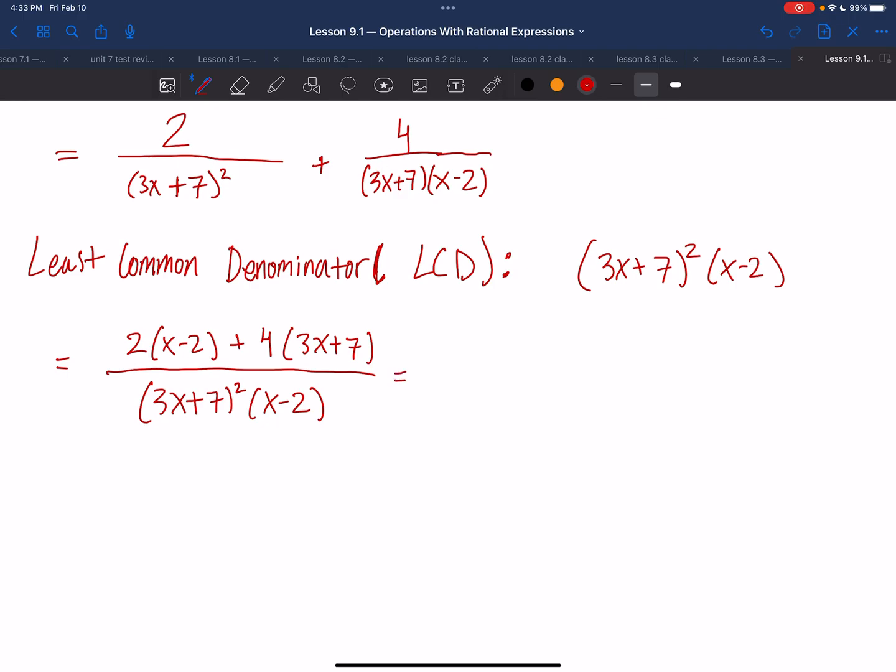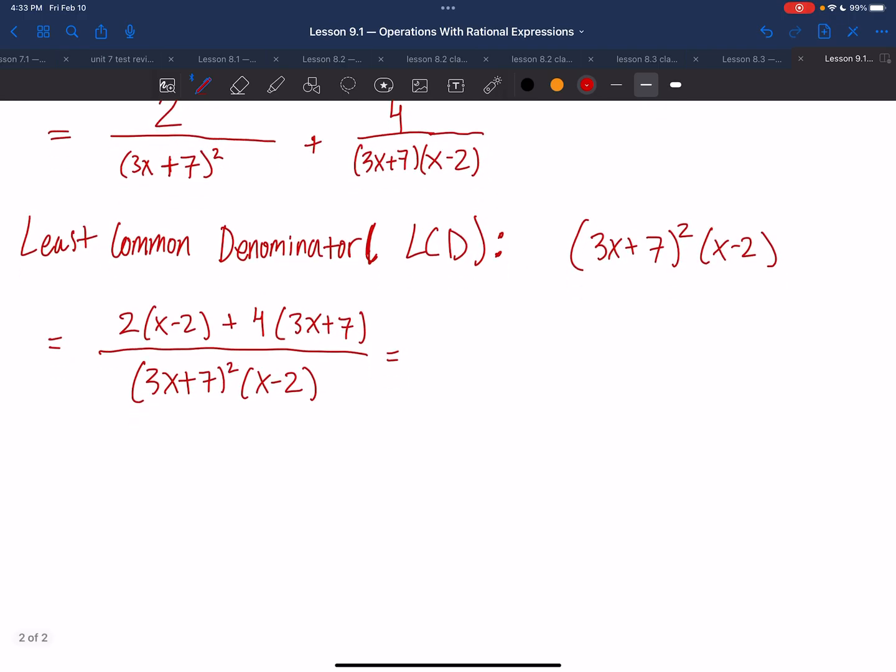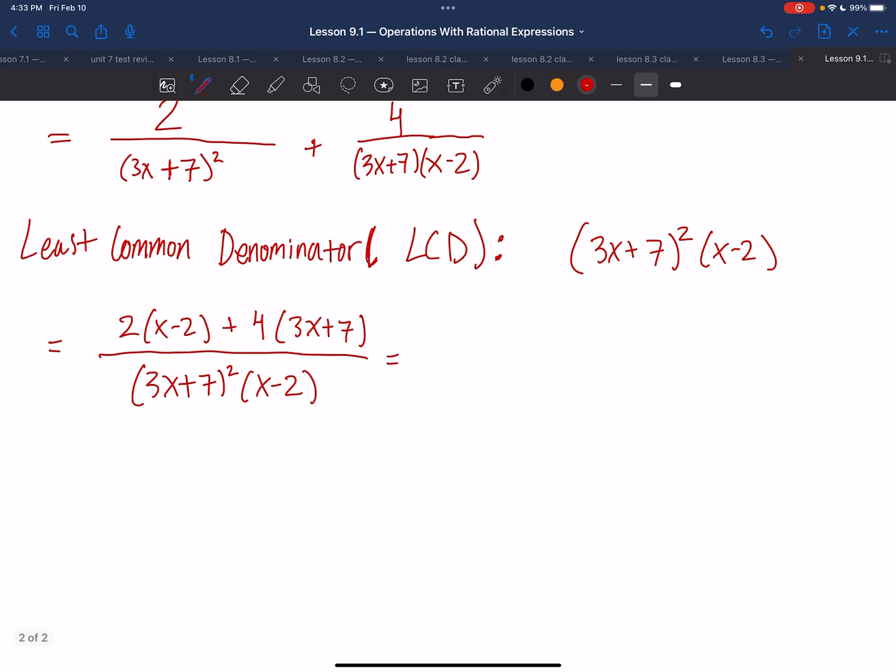Okay, cool. I was just doing some mental thinking. Let's distribute this and combine like terms. Maybe something will pop up. So distribute the 2. I'm going to get 2x-4 plus, let's distribute the 4, I'm going to get 12x+28 all over.